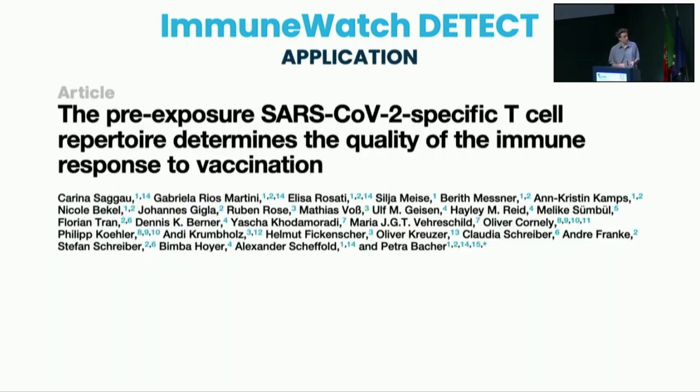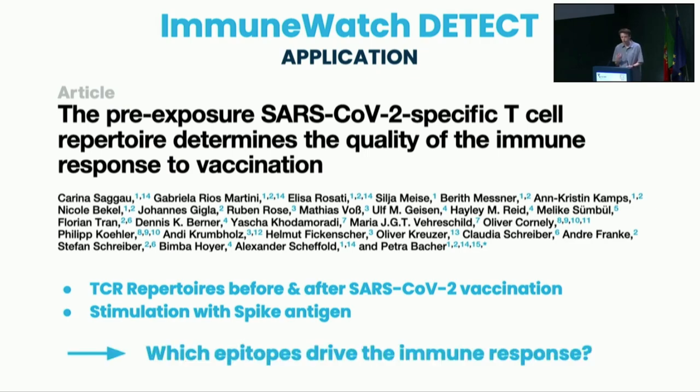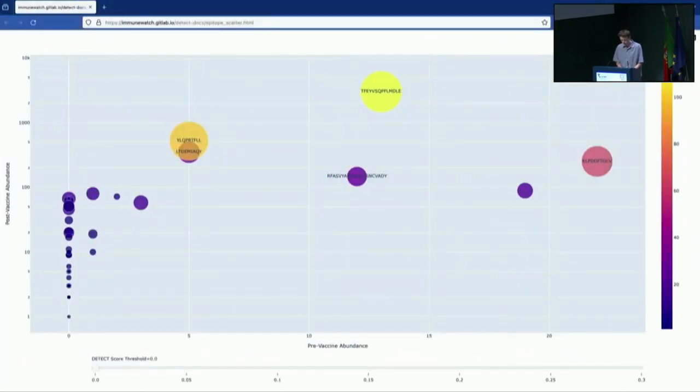Now, we're using data from this fantastic paper where they sequenced TCR repertoires before and after COVID vaccination, and they also stimulated with the spike antigen. Now we ask ourselves, can we actually determine which epitopes are driving the immune response? So from the DETECT predictions on this data, we visualize the epitopes that are most prominent in the predictions. Here we already see some epitopes popping up that may be drivers in the immune response. However, we have not taken into account yet the score of the predictions.